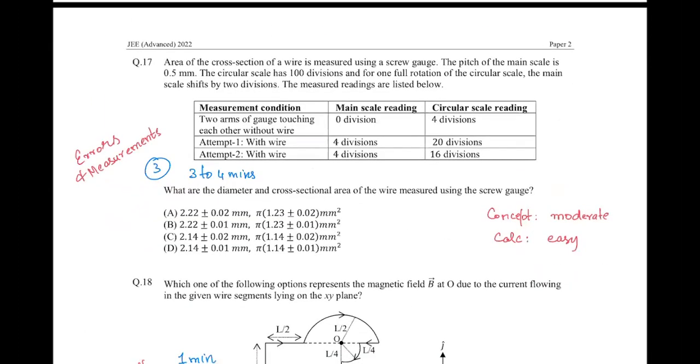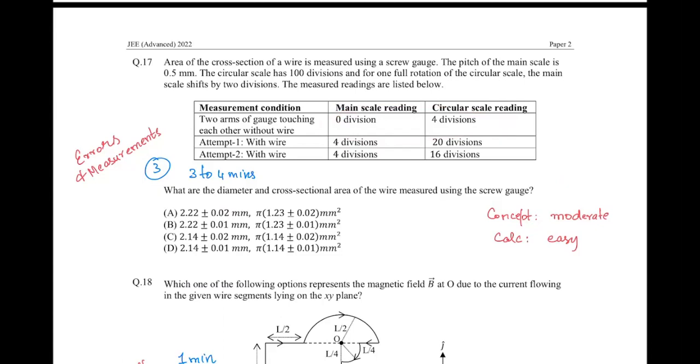Then 17th one, errors and measurement based question, a screw gauge based one, a standard question, nothing very tricky in this. Just that now the instrument has a zero error. So instead of mentioning zero error particularly, you are required to infer that from the table. So time wise, it is going to require you to infer what they are trying to convey.